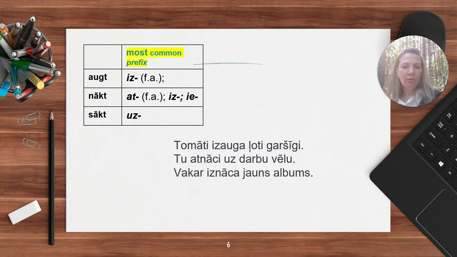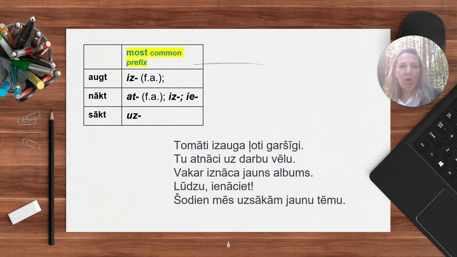Vakar iznāca jauns albums. So the prefix iz- usually shows out. So it came out. A new album came out yesterday. Also you can use it to say that you left the workplace. Es izgāju no darba. Es izgāju no mājas. I left the house. Lūdzu ienāciet. So the opposite of iz- is ie-, in. Ienāciet. Please come in. Lūdzu, ienāciet.